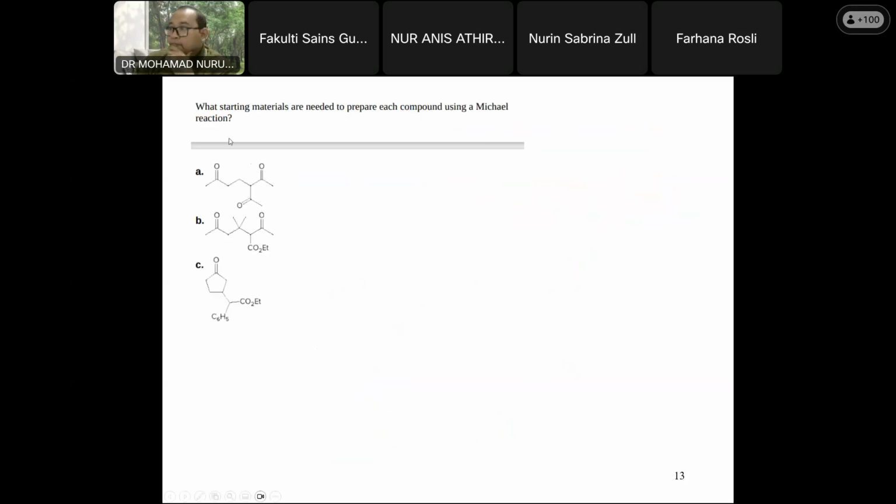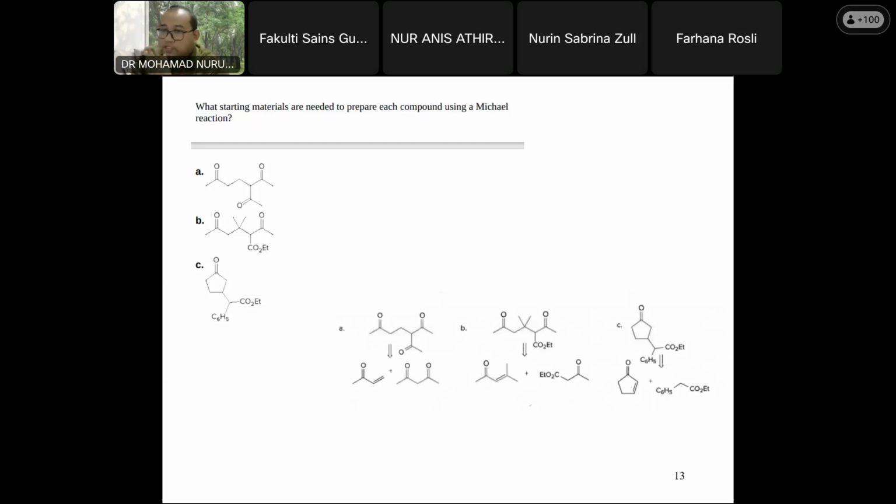Okay, in this case, we are doing the reverse way. What is the starting material needed to prepare each compound using Michael reactions? So again, you have to understand that Michael reactions form from enolates and alpha, beta unsaturated ketones. So we can draw some conclusions about these starting materials.